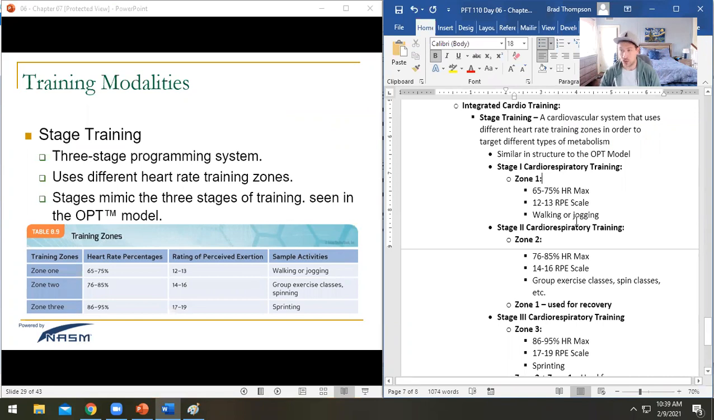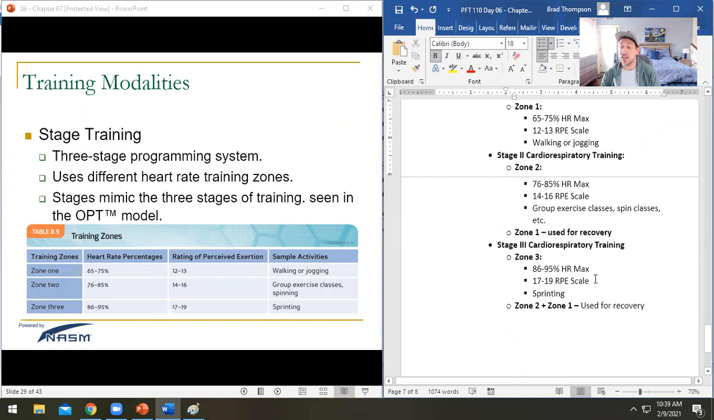This should feel like a walk or a jog. Your client should be able to hold a conversation during zone 1. If your client's in stage 2, they can use zone 2 for work, and then they're going to recover in zone 1. This is that medium intensity I talked about. This is the aerobic interval training. So that's going to be maybe a 14 to 16 on the RPE scale. And then they recover, like I said, in that gentle zone. But then zone 3 is like maximum intensities, right? This is full on sprinting. And then they recover in zones 2 or zones 1.